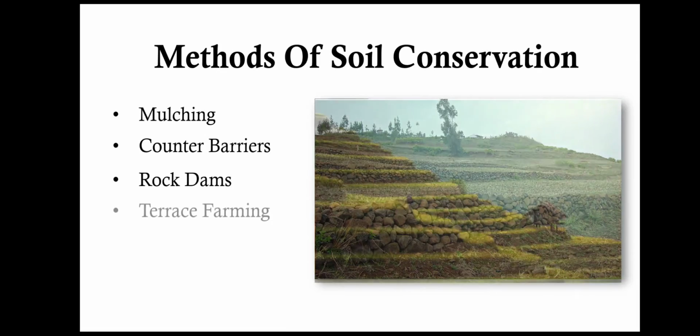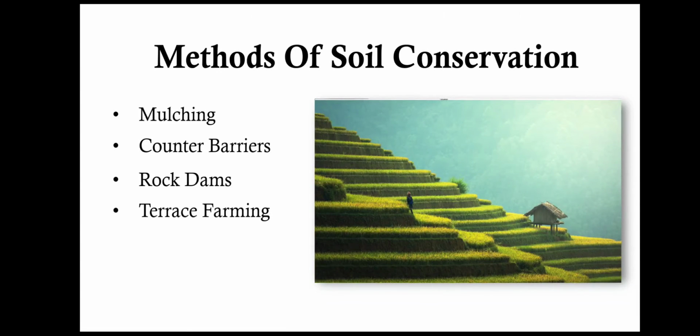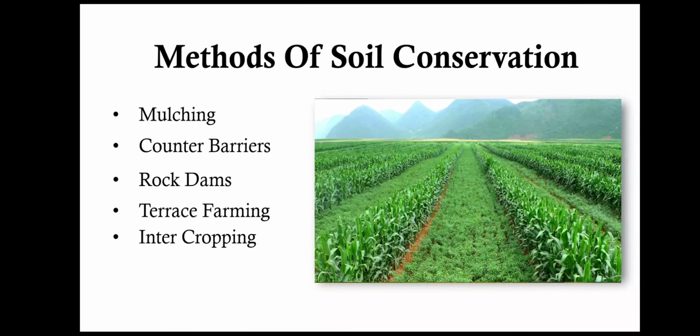Terrace farming. Broad flat steps are made on the steep slopes so that flat surfaces are available to grow crops. They reduce surface runoff and soil erosion. Next is intercropping. Different crops are grown in alternative rows and are sown at different times to protect the soil from rain wash.